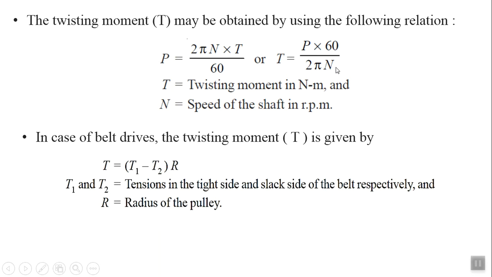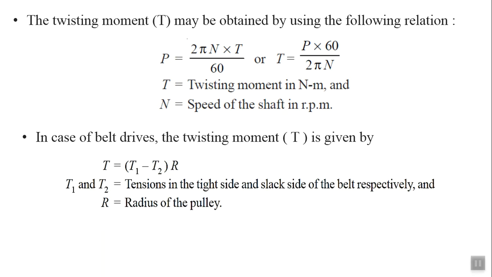Again, a known equation. If it is a case of belt drive, then twisting moment T is equal to (T1 minus T2) into R. T1 means tension in the tight side, T2 means tension in the slack side, and R is the radius of the pulley. You might have studied this particular equation in elements of mechanical engineering or maybe in strength of materials. That's why I am not discussing right now how this equation is derived, but we consider it a known equation.